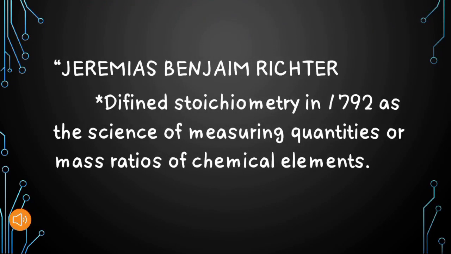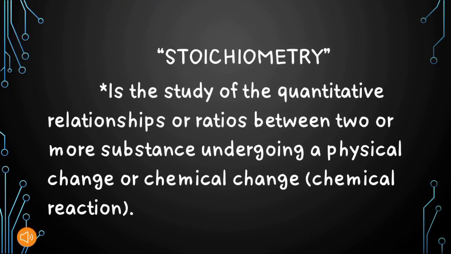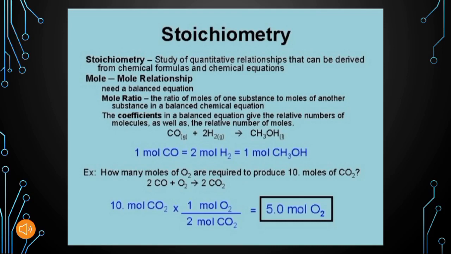Benjamin Richter defined stoichiometry in 1792 as the science of measuring quantities or mass ratios of chemical elements. Stoichiometry is the study of quantitative relationships or ratios between two or more substances undergoing a physical change or chemical change, a chemical reaction. As you can see, this is an example of stoichiometry.